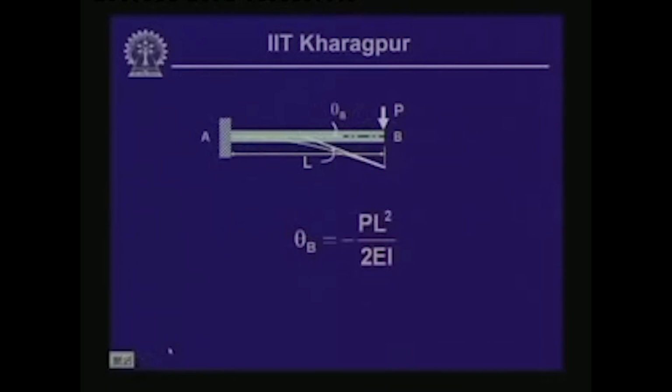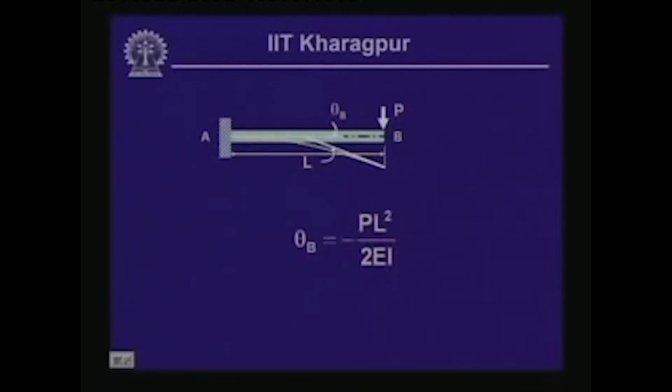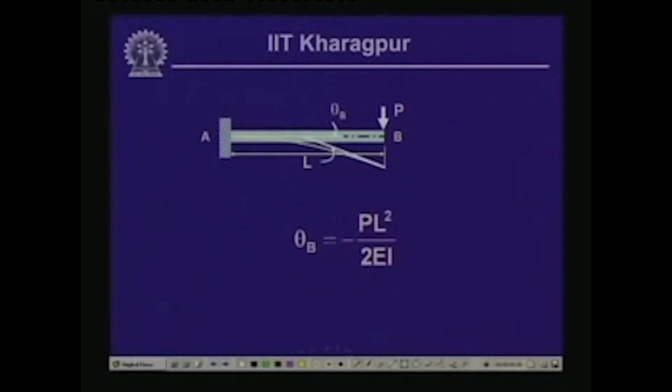The last question we had was: what is the value of the slope at the tip of a cantilever beam subjected to a concentrated load P at the tip? Now, the cantilever beam, as you know, is fixed at one end and free at the other, and is subjected to a tip load P at the end. We computed that the slope at end B, theta B, equals PL square by 2 EI, and you can compute it very quickly using the moment area theorem.